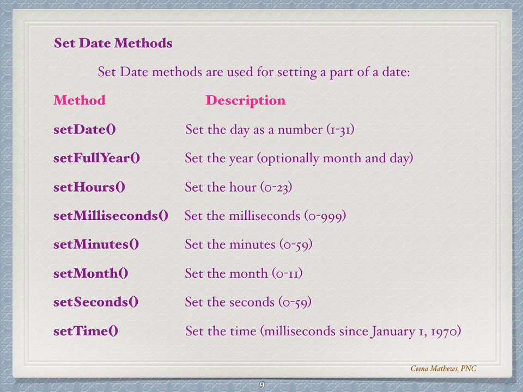setHours will set the hours from 0 to 23, setMilliseconds 0 to 999. setMinutes will set the minutes 0 to 59. setMonth will set the month from 0 to 11, as I said before. 0 here stands for January, and 11 represents December. setSeconds is from 0 to 59. setTime will set the time, that is the number of milliseconds since January 1, 1970. We'll see the examples for this.